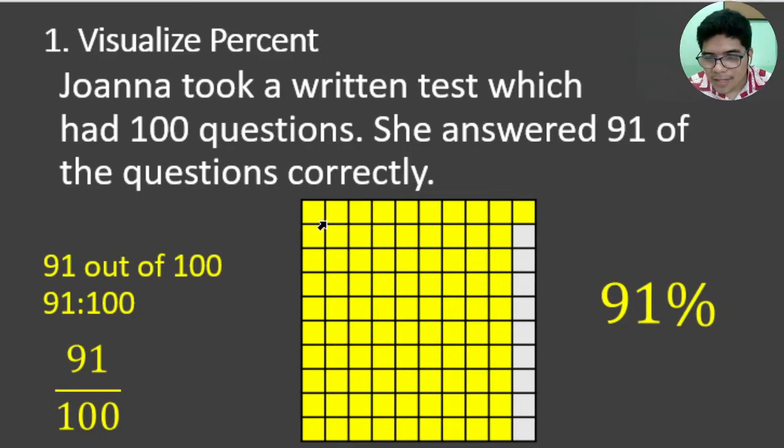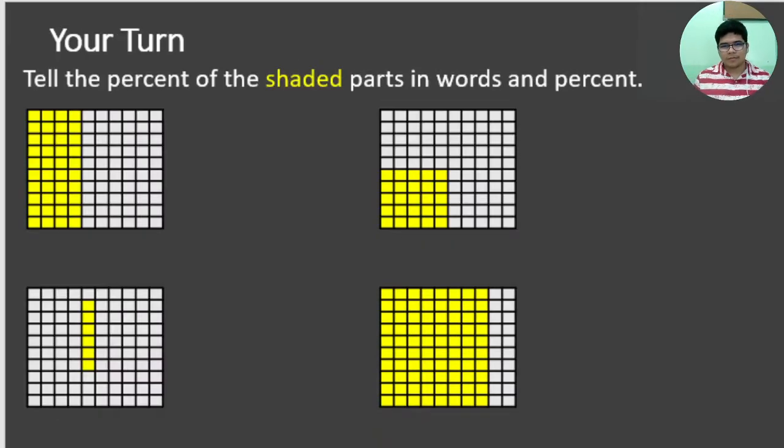If you count all of that, that's 9 rows. This is a 10 by 10 square. So there are 10 rows and then there are 10 columns. And then if you count all of the yellow squares, that would be 91. Or alternatively, you can count the non-yellow squares and that would be 9. 100 minus 9 is 91. You get a picture. Okay, so now it's your turn. Pause this video and then count or write the percent of each of these ones.